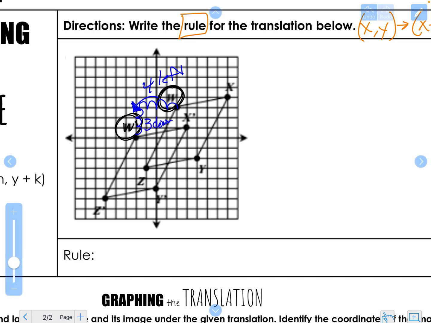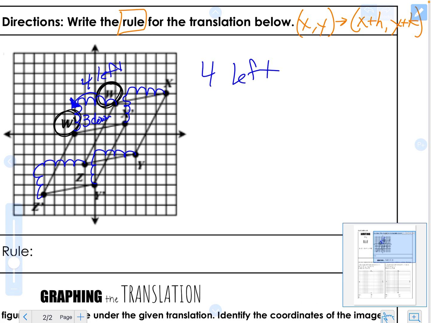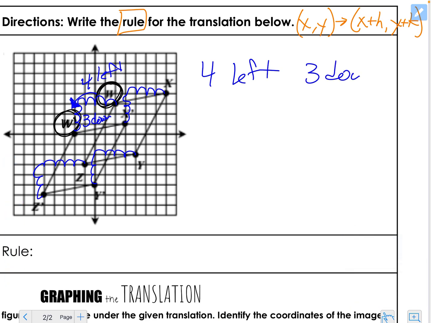Now, real quick, I'm just going to make sure that all the rest of ours follow that same rule. 1, 2, 3, 4, 1, 2, 3. Yep, they all follow it. So once I have 4 left and 3 down, that is what is happening in this translation.